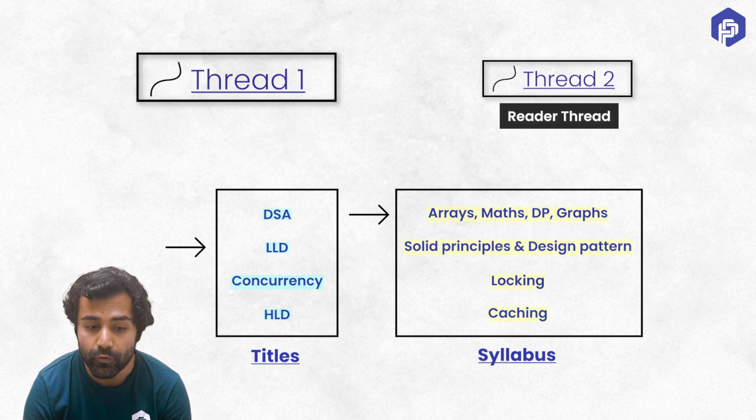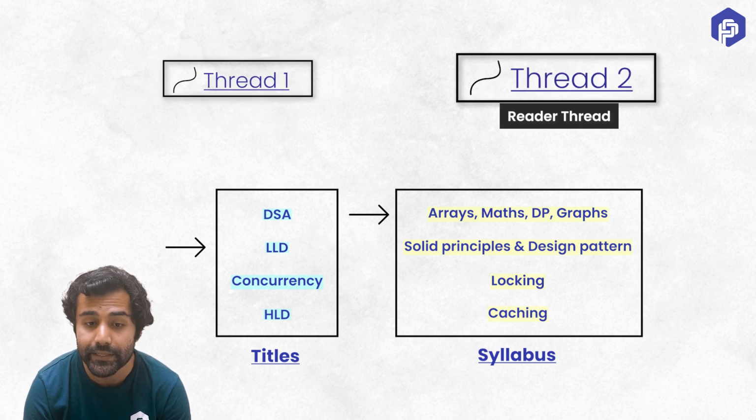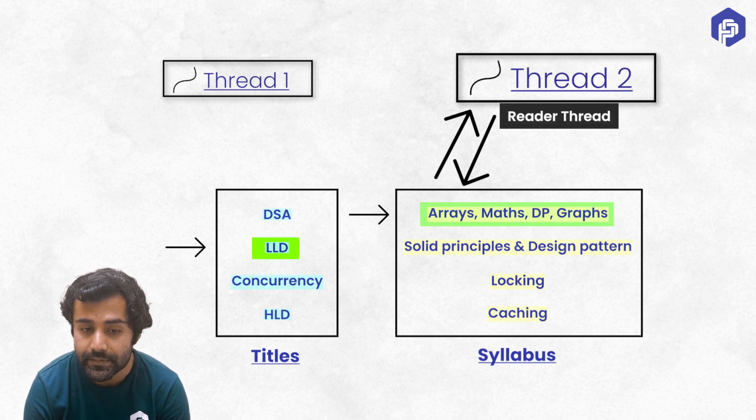Now, before it could execute this line, a context switch happened, and during that context switch, some other thread got scheduled which made a call to get. Now, when it makes a call to get, what will happen? It will see that the title has been changed to LLD, but the syllabus hasn't been changed yet. And let me simulate that scenario for you.